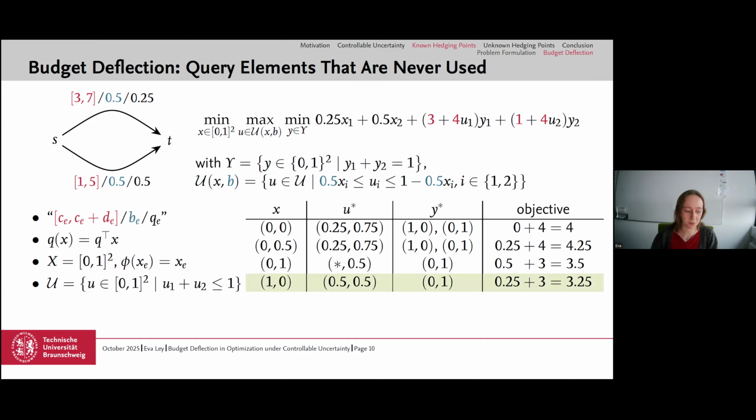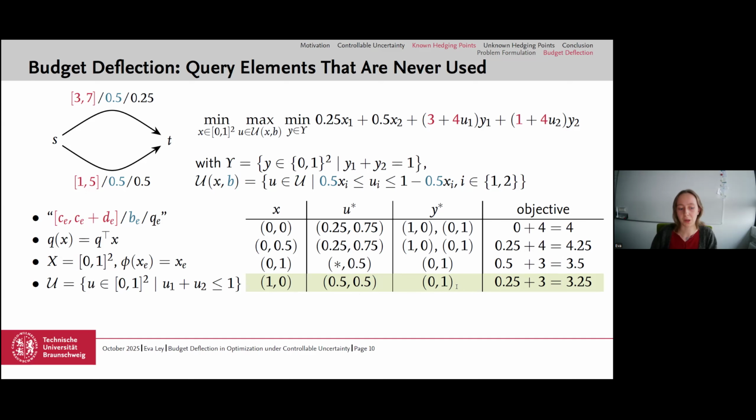And this is also the optimal solution. And that is that we only completely query the first edge, because then we again have an uncertainty, especially for the second coordinate, of 0.5, because we now have first fixed the uncertainty of this first edge to the hedging point, to the 0.5 here. And then because we only had a budget of 1 for the uncertainty, also the uncertainty of the second edge is fixed to 1/2. So then we have again the same solution and now a better objective because the query costs were smaller. But we have now queried an element, this upper edge, that we would actually never use in this setting.